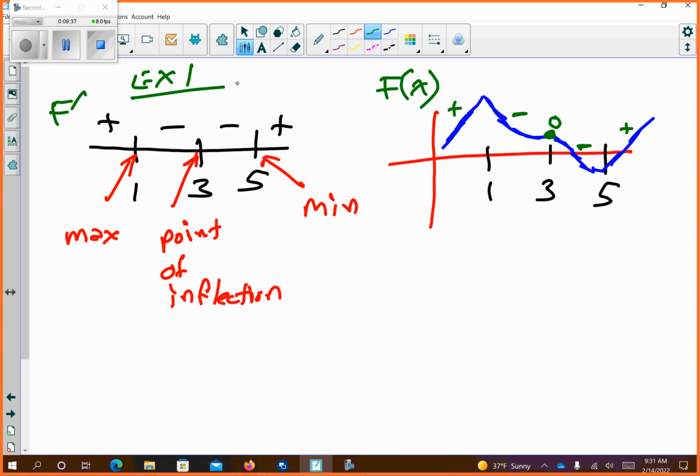Okay. Example 2 looks a little different, but it's the same type of characteristics. This one goes negative, positive, positive, positive, positive, negative. Okay, so there's definitely a point of inflection. How can I guarantee there's a point of inflection on that F prime chart? What sticks out that says a point of inflection versus a max or a min? Same side twice in a row. And it doesn't matter if it's positive, positive, negative, negative.